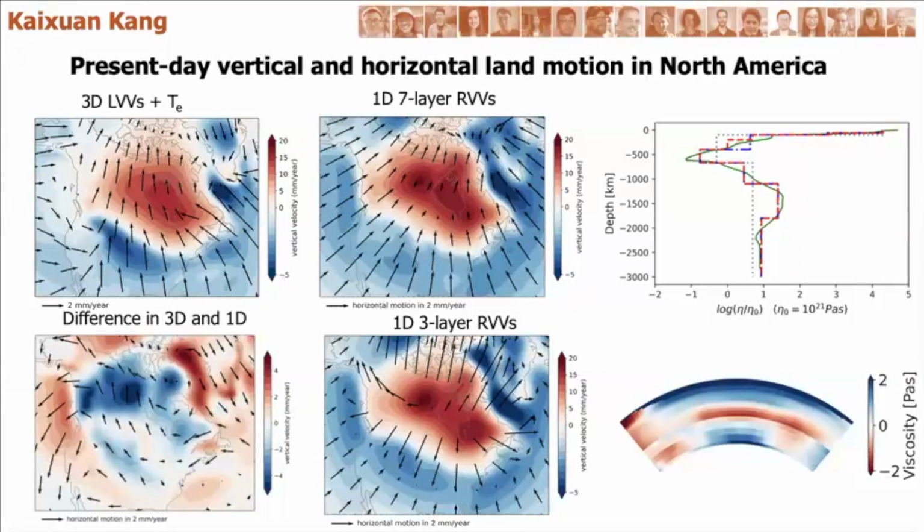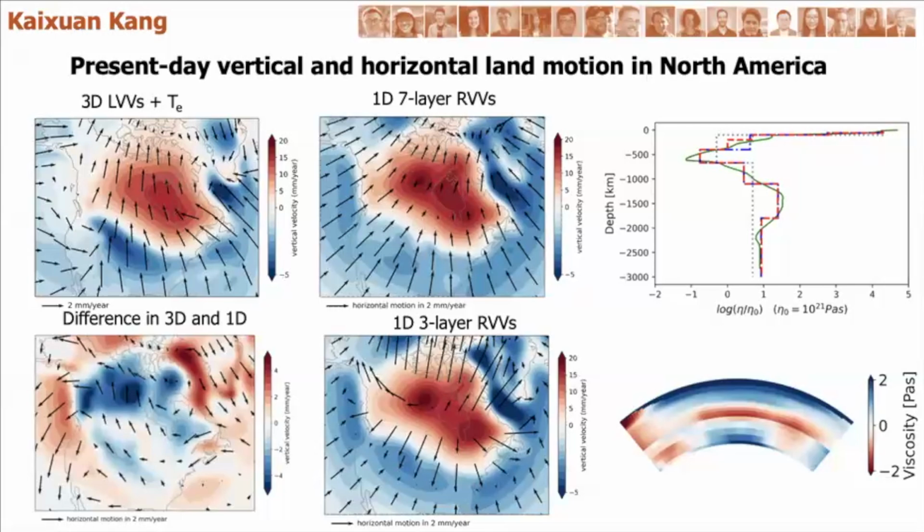Yeah, for the horizontal motion, you can say they just change the direction from 3D to 1D. And I compare one of the most classic GIA models. They really use a two-layer mantle viscosity, like this green curve gives the upper mantle one viscosity, and then just increases by a factor of around 10 to the lower mantle.